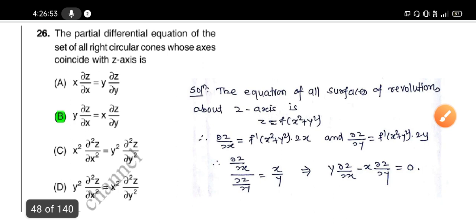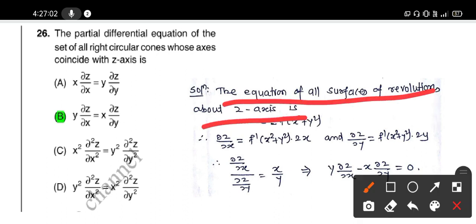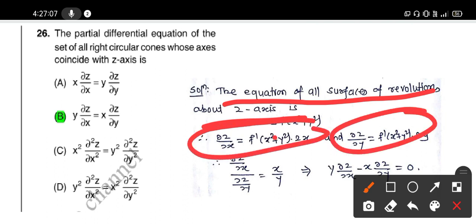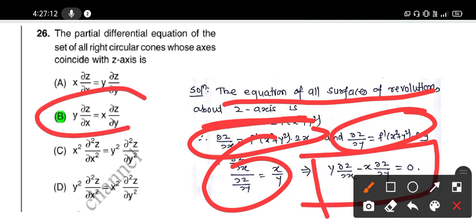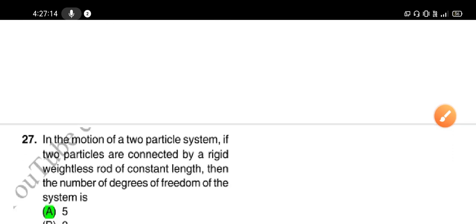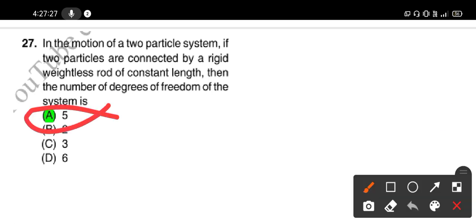The PDE of the set of all right circular cones whose axis coincides with the z axis. Here is the solution: the equation of all surfaces of revolution about the z axis, that is z is equal to f of x square plus y square. Find ∂z/∂x and ∂z/∂y and put in these values, and finally we get y ∂z/∂x equal to x ∂z/∂y. Option B is correct. In the motion of a two particle system, if two particles are connected by a rigid weightless rod of constant length, then the number of degrees of freedom of the system is 5. Option A is correct.